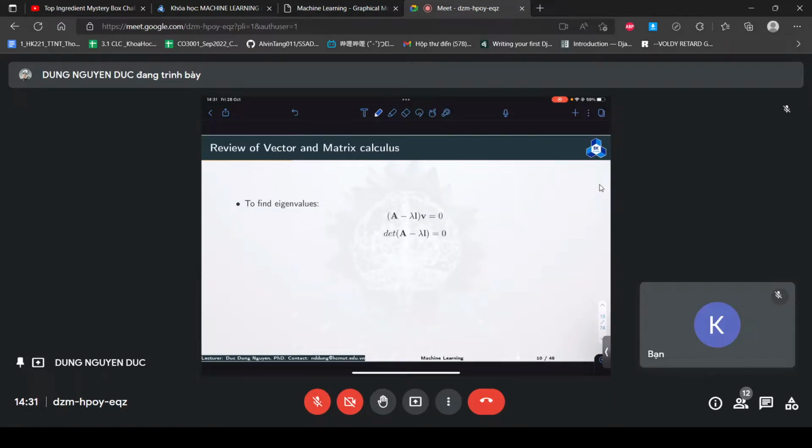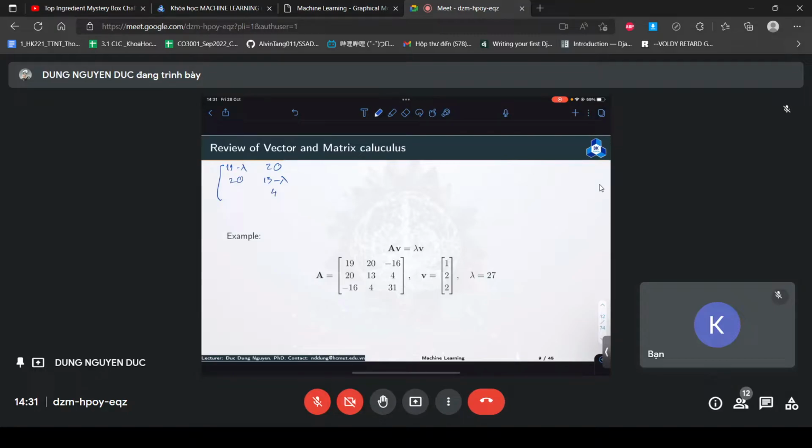Actually, we have some other case that is easier for us to calculate. Maybe if the matrix A is of degree 2, then it's easier, right? So anyway, let's uncover the matrix like 19 subtract by lambda, 20. This is 13 subtract by lambda. This is 4, 20, minus 16, minus 16, minus 4, 31 subtract by lambda.